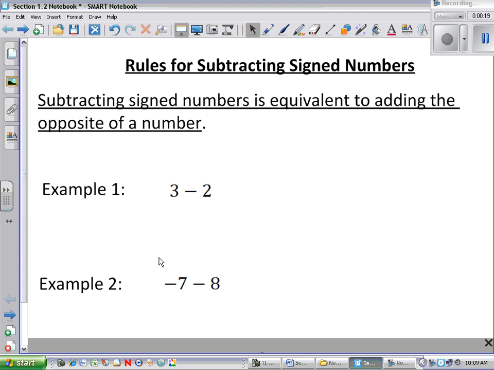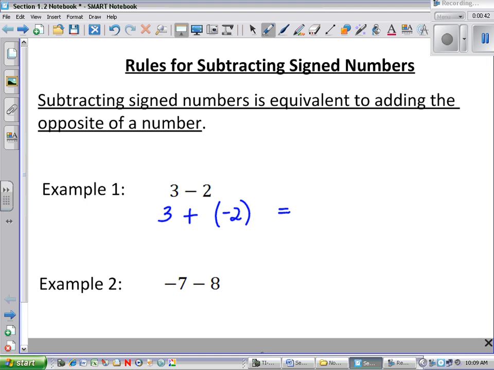Our first example, we have 3 minus 2. So we have our subtraction sign. It says subtracting is equivalent to adding the opposite. So I'm going to make this 3. Instead of subtracting, I'm going to be adding, and the opposite of 2 is negative 2. And now we can use our rules for adding signed numbers.